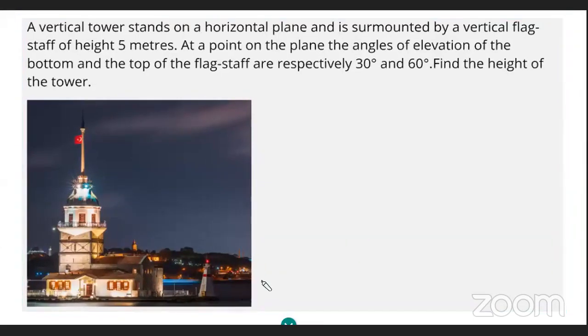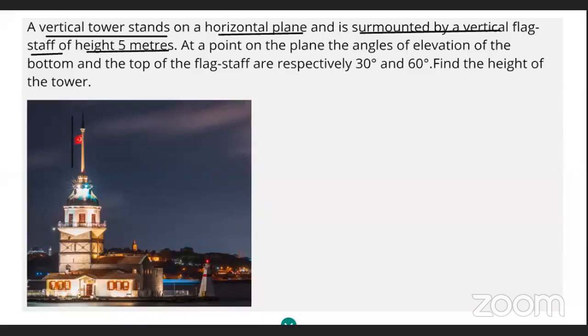Now, let's read this question. Again, we have a vertical tower standing on a horizontal plane. It is again surmounted by a vertical flagstaff. Now, is the height of the tower 5 meters or the flag 5 meters? Tell me, which is 5 meters? Flagstaff. Okay, that means we have been given this measurement.